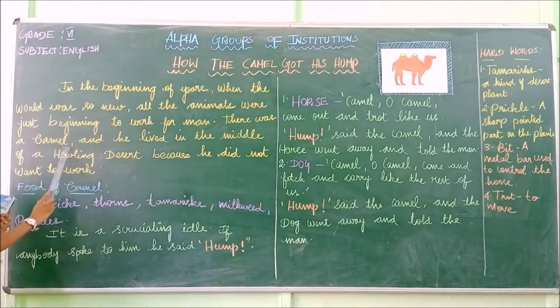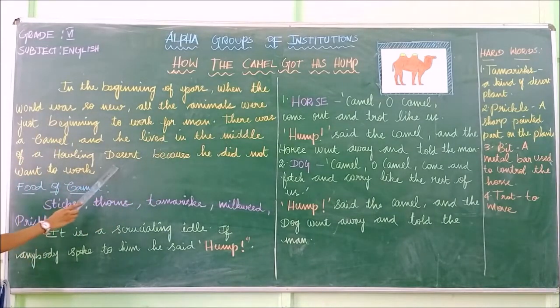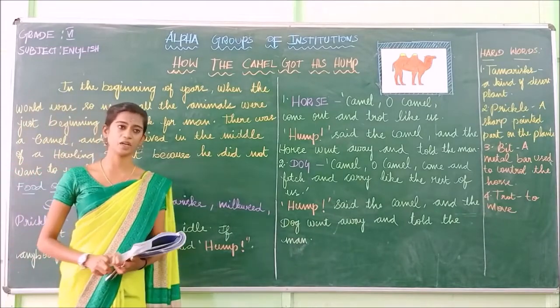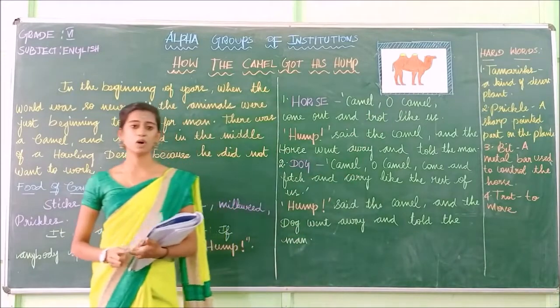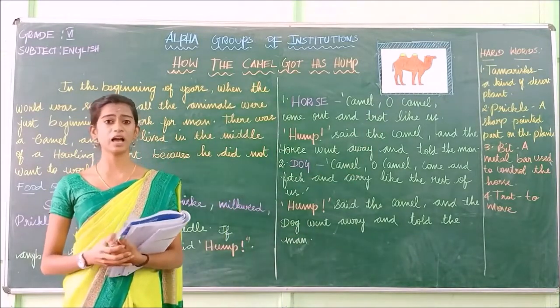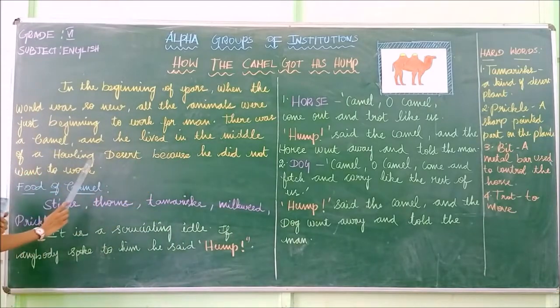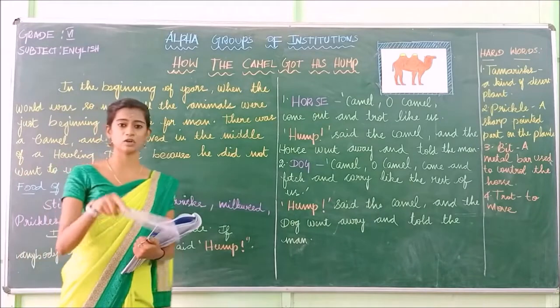There was a camel and he lived in the middle of a howling desert. So at that time there was a camel. Okay, see here. This is the picture of the camel. So there was a camel and where did the camel live? The camel lived in the middle of a howling desert. So the camel is living in the center of the howling desert.